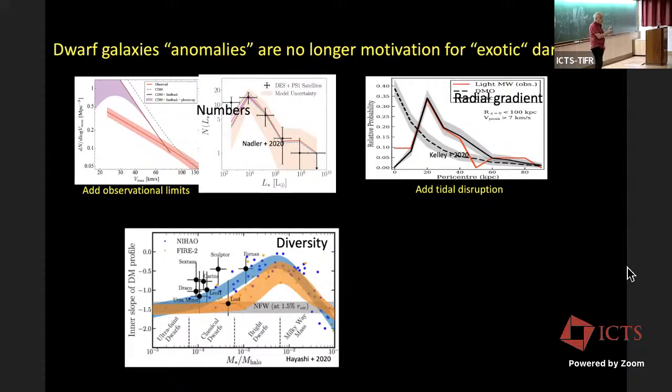Now, cores would be predicted by, for example, warm dark matter, because the particles basically get smoothed out over a certain scale from their intrinsic motions. So that might be a way to make a core. But in fact, with a dark matter model, it's very hard to have your cake and eat it. You can't have both cusps and cores.